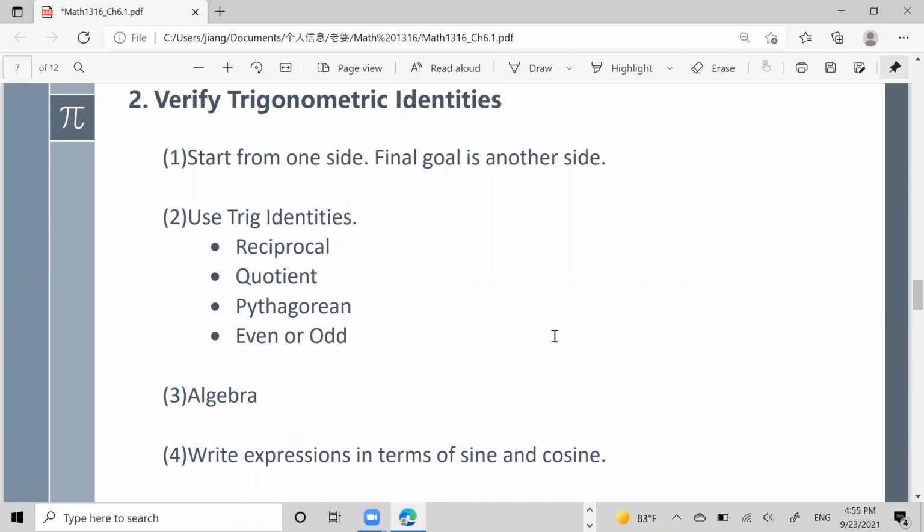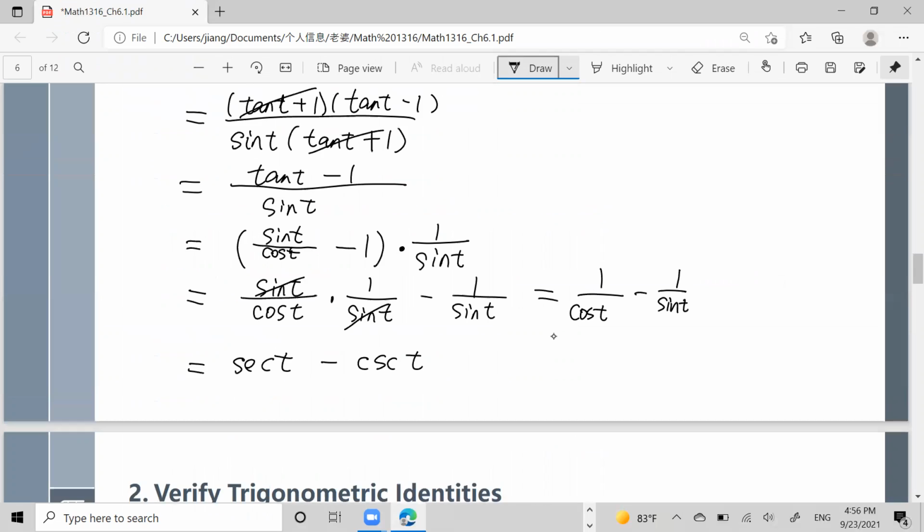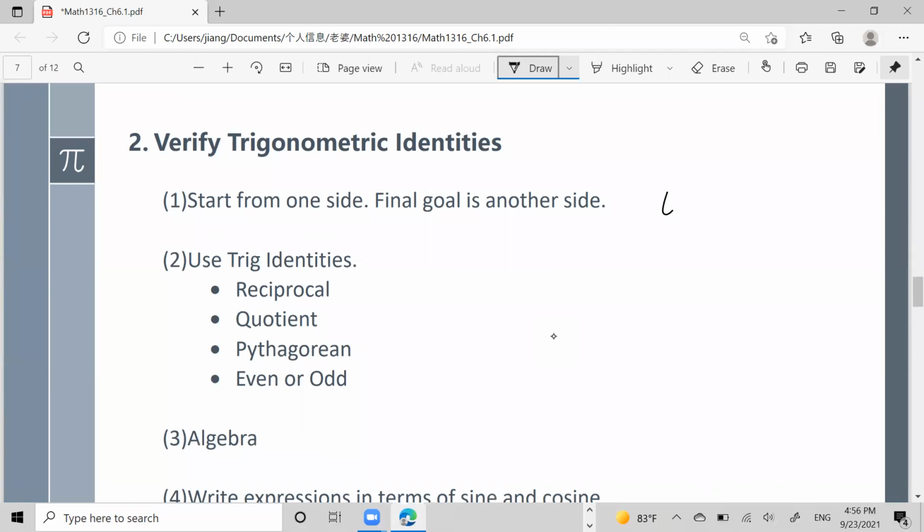For example, if I have an identity like tangent squared theta plus 1 equals secant squared theta, you need to prove this side equals this side. That means you can start from this side, and then you get the expression secant squared theta. We're proving this. Actually, you can also start from both.